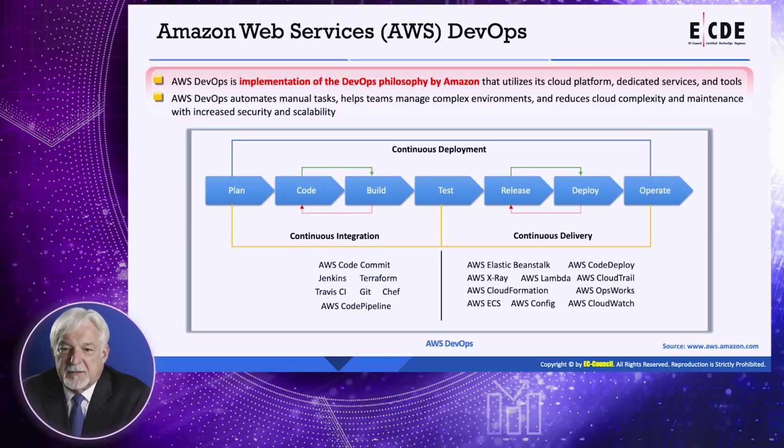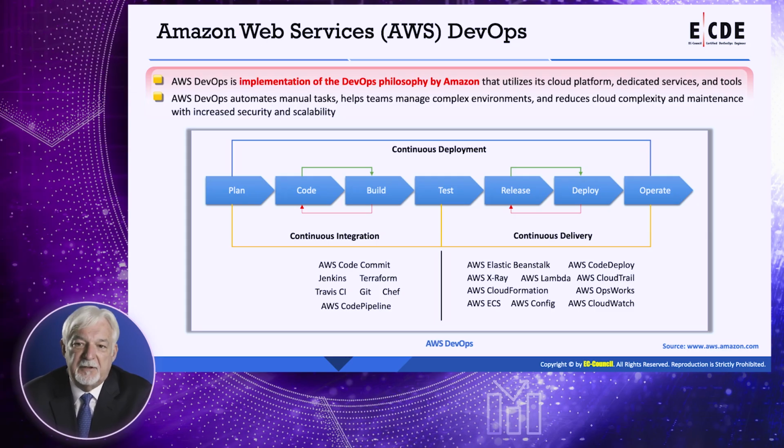So if we look at this whole continuous deployment range of what we go through, we have continuous integration and continuous delivery. The integration is planning, coding, building, and you'll notice that they kind of go back into each other. If you didn't get quite what you wanted, you continue to build and code, and then you hit the test point. So on this continuous integration piece, for planning, coding, building, and getting it to the test point, you can use things like AWS Code Commit, Jenkins, Terraform, Travis, Git, Chef, and AWS Code Pipeline.